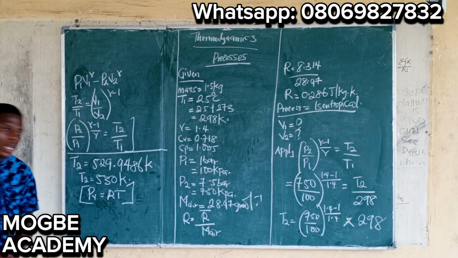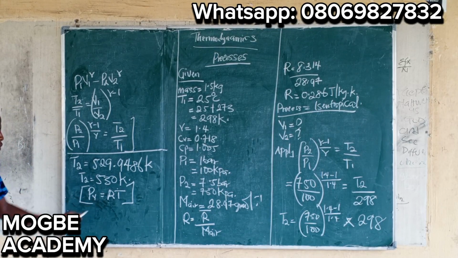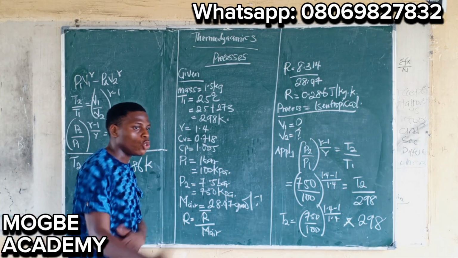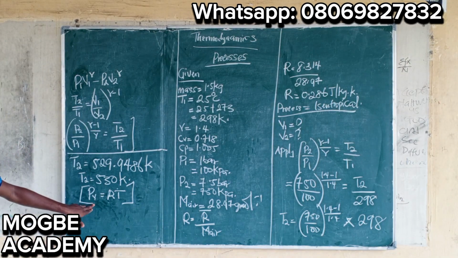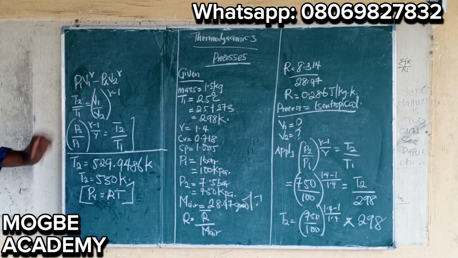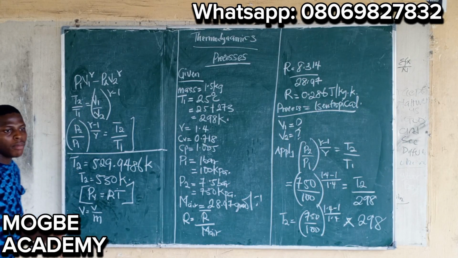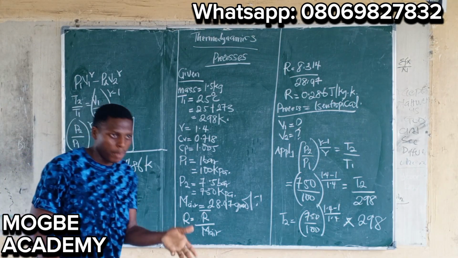Now, note that we can use this to get V1 and V2. How do we do that? From what we have here, we can do it for the initial state and for the final state. But let's simplify this. We know that small v is what? Big V over M. That's what I told you. Small v is equal to V over M, volume over mass. I talked about intensive specific properties.